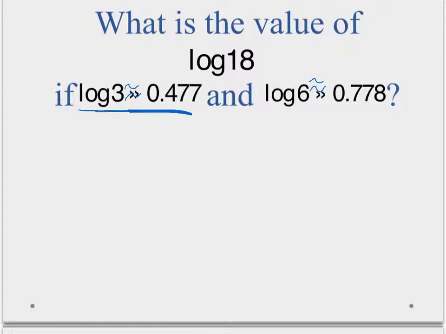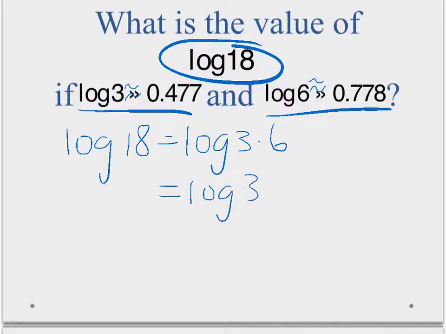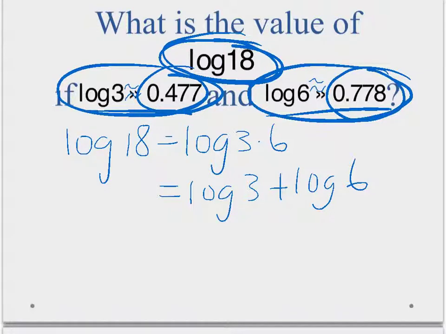So because they give us log 3 and they give us log 6, we need to break this thing down. So that's log of 18, which is log 3 times log 6. And multiplication means addition. So log 3 plus log 6, and then we plug in these numbers. And technically, yes, I could just plug this into my calculator, but on the test tomorrow, you're not going to be able to. There's a reason why they gave you these right here.